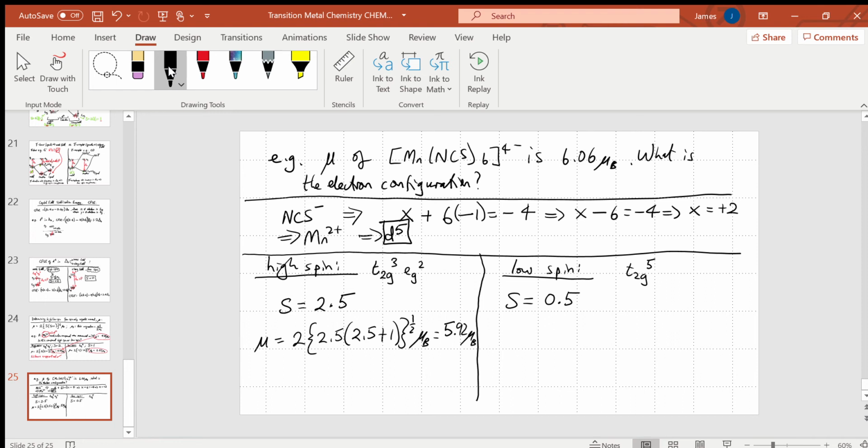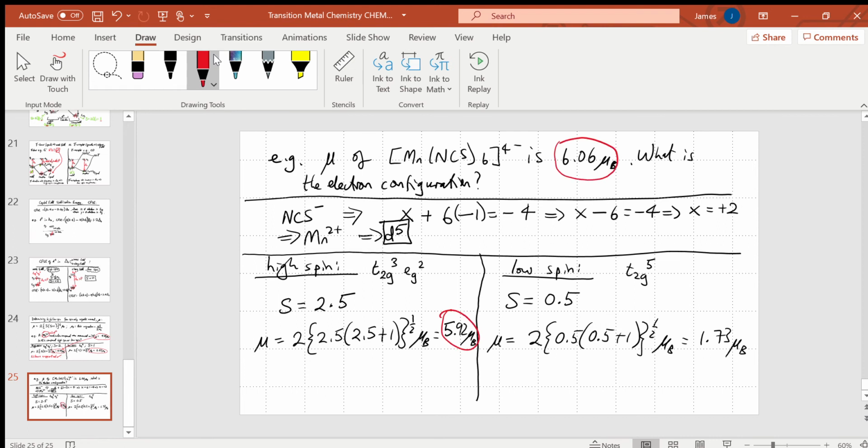Let's see if this is any better. Spin-only magnetic moment in this case would be the number 2. The spin 0.5, the spin again 0.5 plus 1, all square rooted, multiples of Bohr magneton, and this works out to 1.73 Bohr magneton. So we have a clear winner. The 5.92 theoretically seems to explain the data better than does the 1.73.